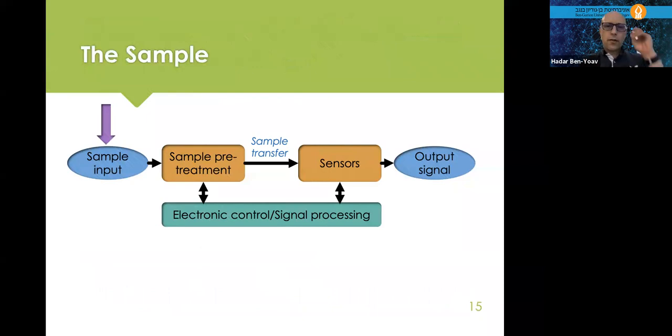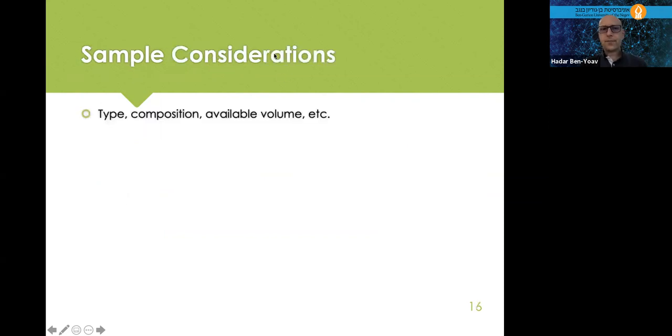So let's go through this scheme and see some examples of components that could provide the functionality of the lab on a chip. The first one is the sample, or the input of the sample itself. In order to know what kind of samples or how we can input the sample, first we need to know what is a sample. What is the type, the composition, what are the volumes that we can provide? If we're talking about taking the swab for the testing of the COVID, we cannot provide from the person milliliters or liters of sample, right? So we need to know that we already have a very small amount of sample.